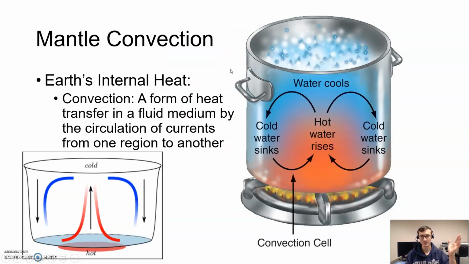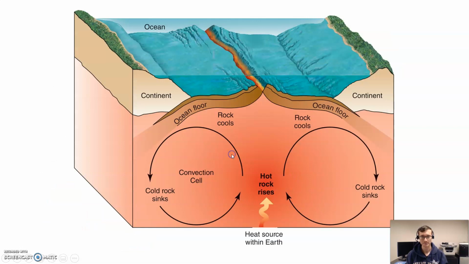And the mantle of the Earth works the same way. So we have our internal heat at the bottom coming from the core, and this convection cell contains, we think, the entire mantle. So hot material from the lowermost parts of the mantle rises up to the top, circulates around, cools off, and then drops back down again.